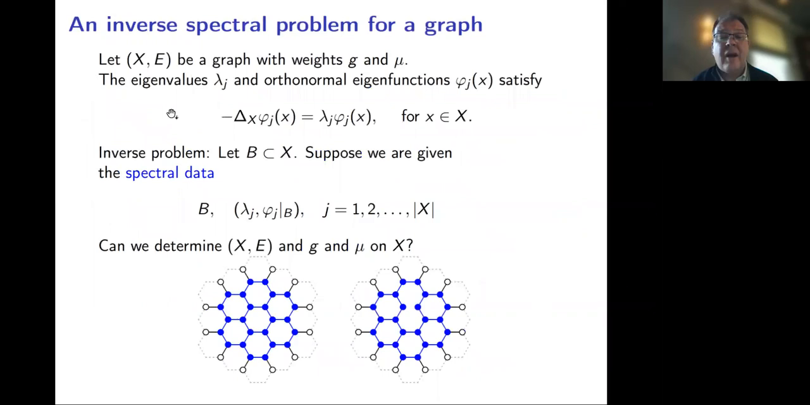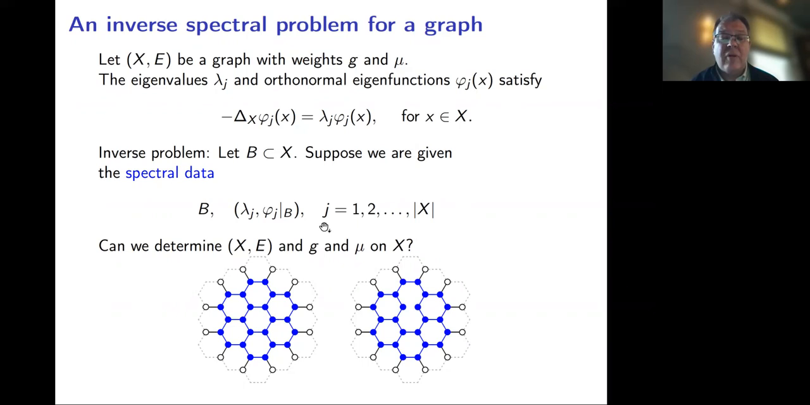So we have now this discrete Laplacian that is actually a matrix. It has eigenvalues and eigenvectors, which I now call eigenfunctions. And we assume that we normalize them. Then we know, in addition to the set B, the eigenvalues and the restrictions of the eigenfunctions to these white nodes B.